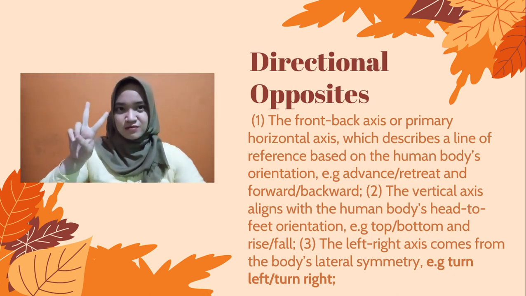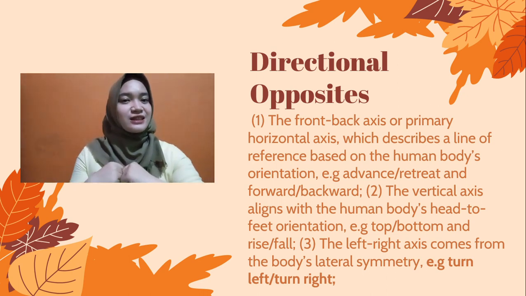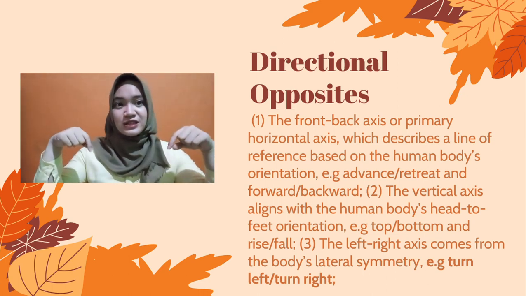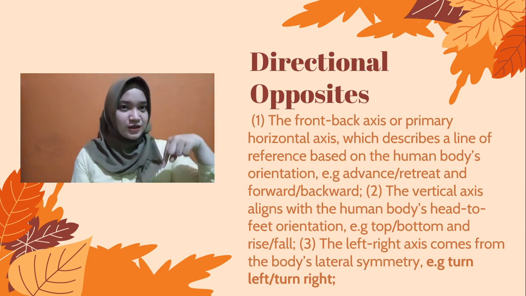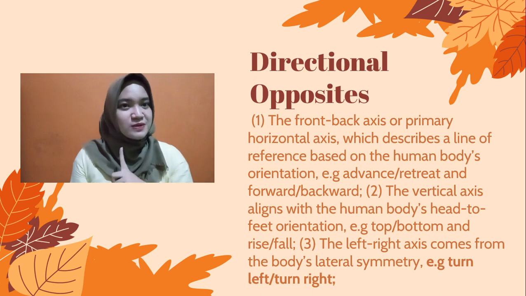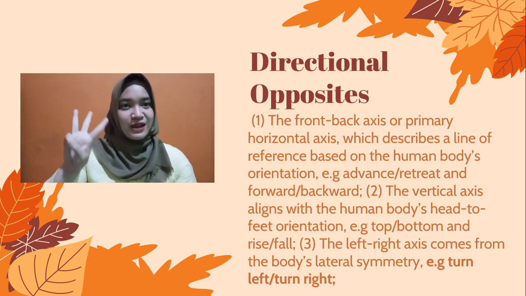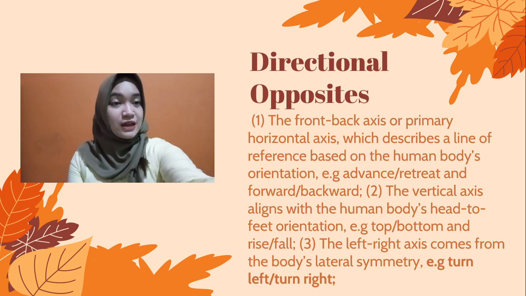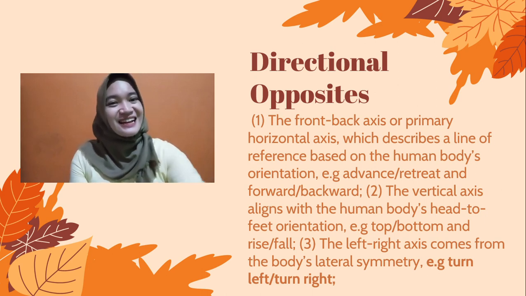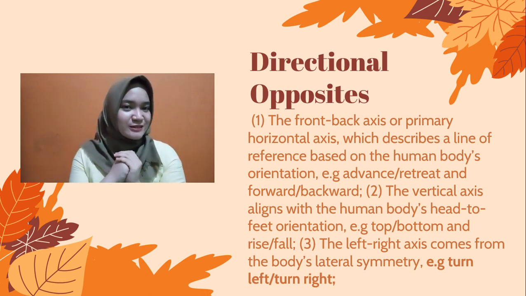Second, the vertical axis aligns with the human body's head to feet orientation. Directions toward the head are above and those toward the feet are below. Related opposites include top and bottom, and rise and fall. Third, the left-right axis comes from the body's lateral symmetry, defining left and right. Words like turn left and turn right are examples.